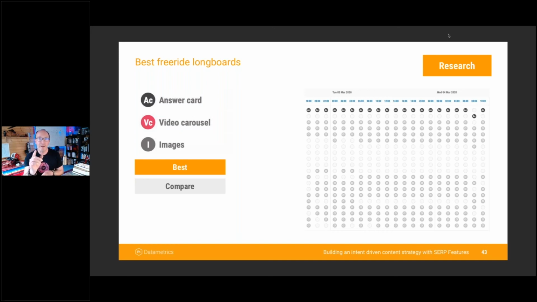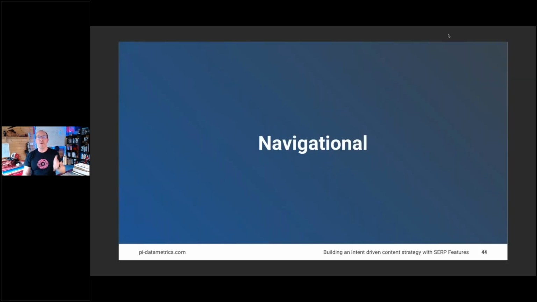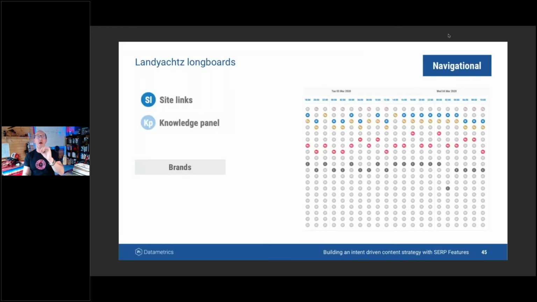And critically, as we go through these streams of intent, we need to connect the content from stream A, informational, into stream B, research, navigational, etc. So it's essential that we do that. Navigational: I want to go to the website. I've determined the brand that I want. It's a Land Yachts longboard.